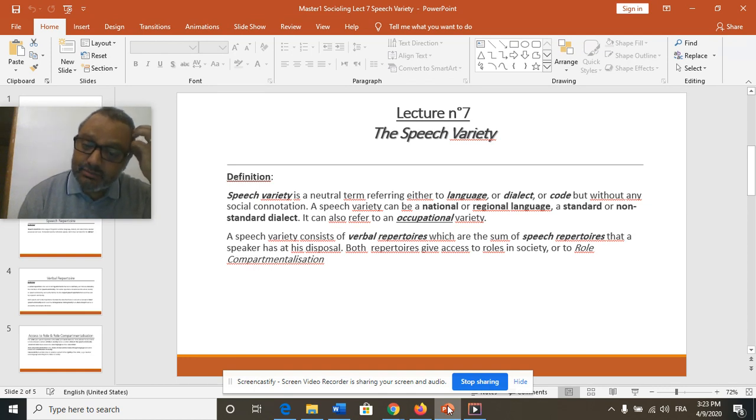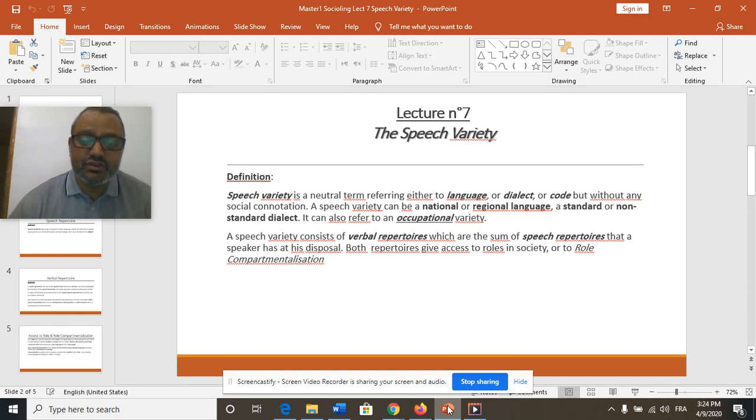Whereas for many people, the term dialect refers to a language variety which is less prestigious than language, which is most of the time not written, which is used only in non-official settings for non-official communication, and so on and so forth. To avoid these problems of connotations, which are mostly social connotations, we prefer to use the term speech variety, and some other times we also use the term language variety.